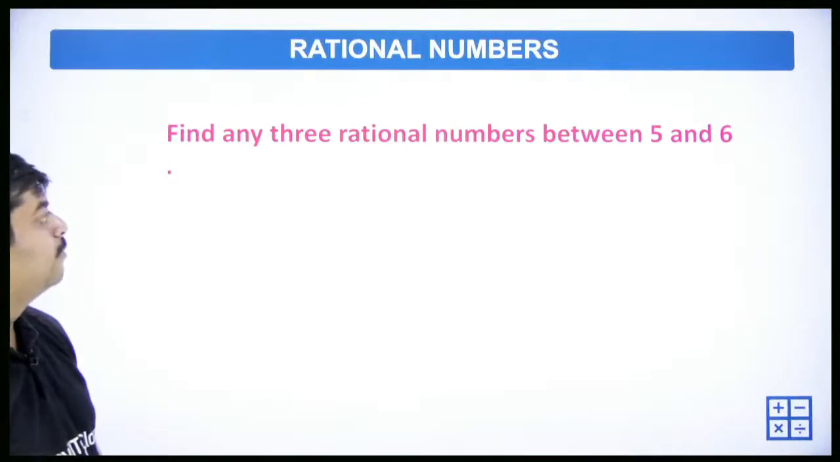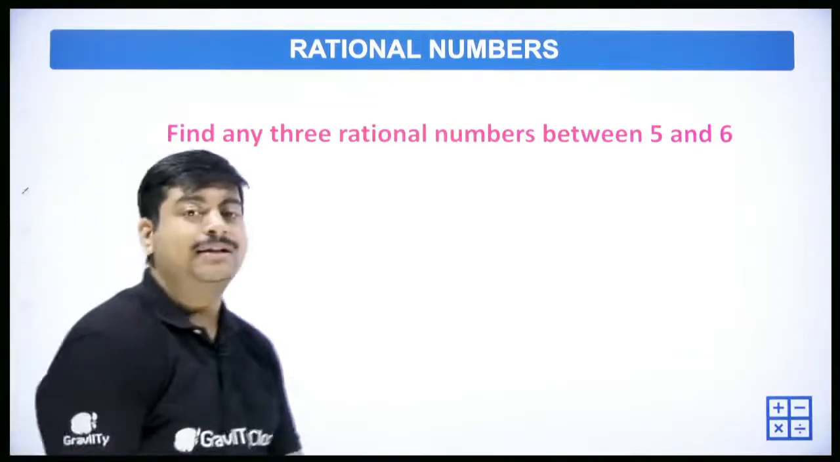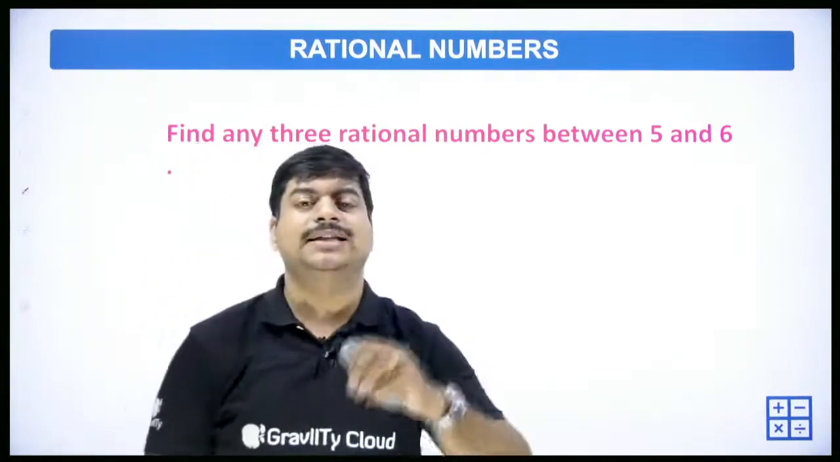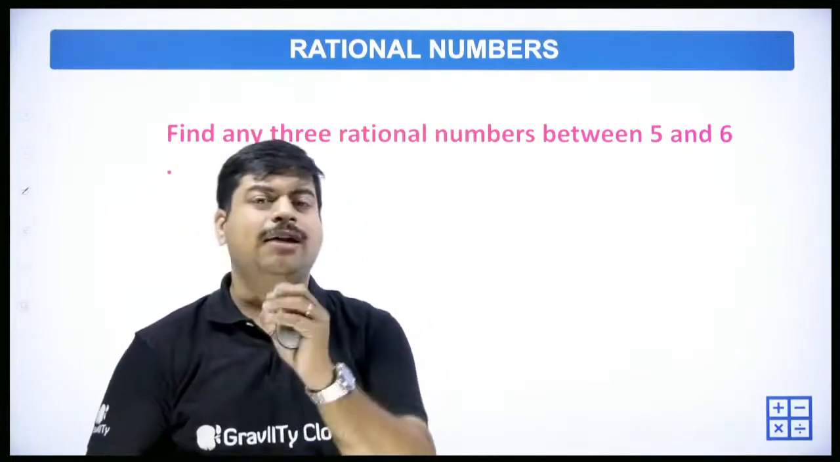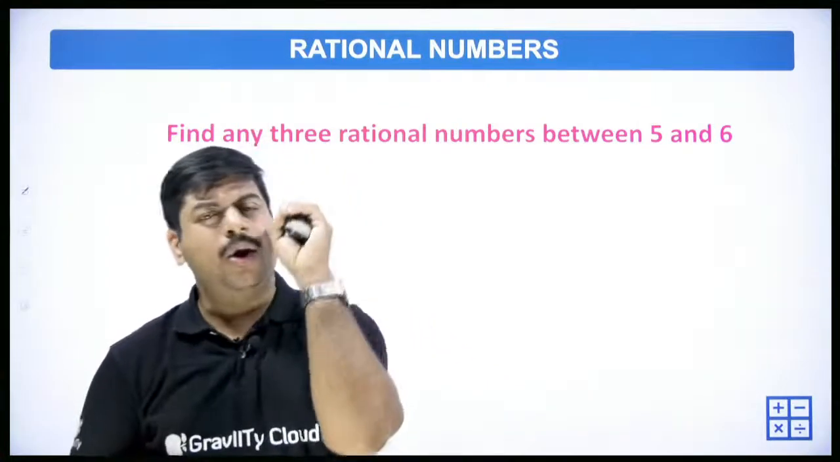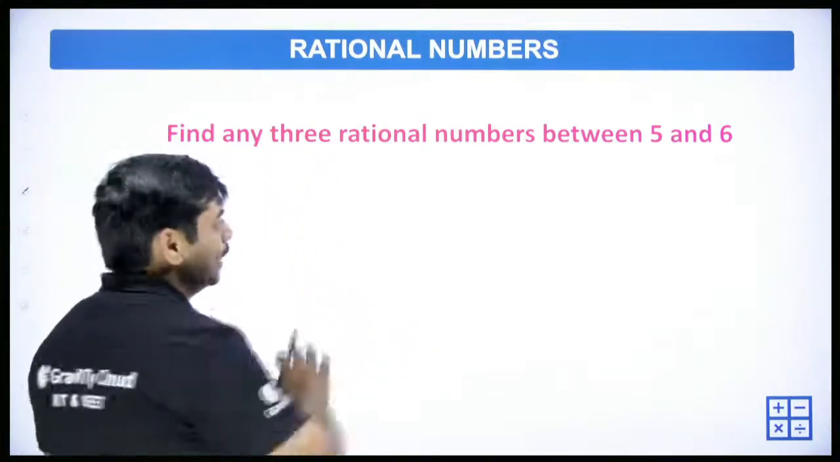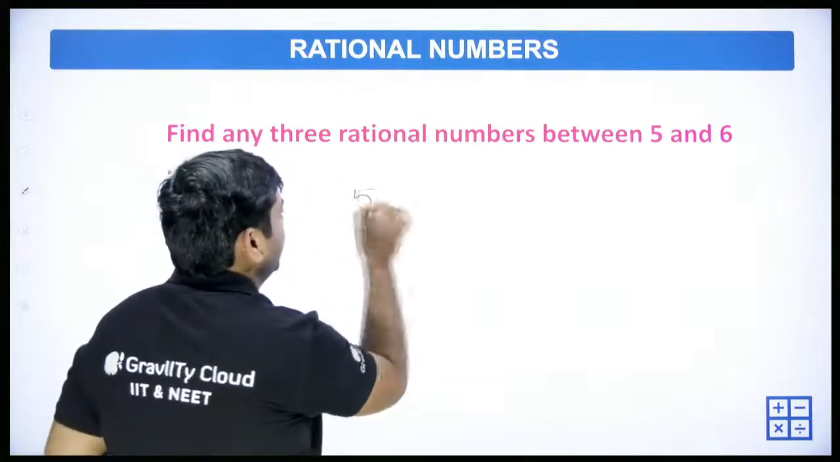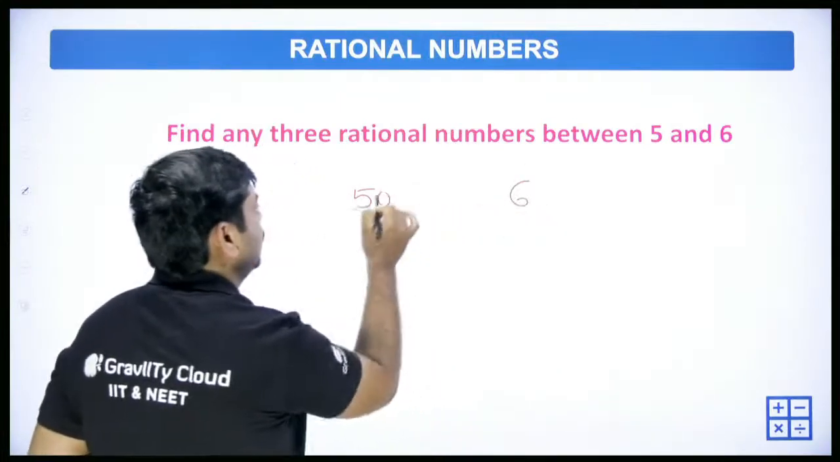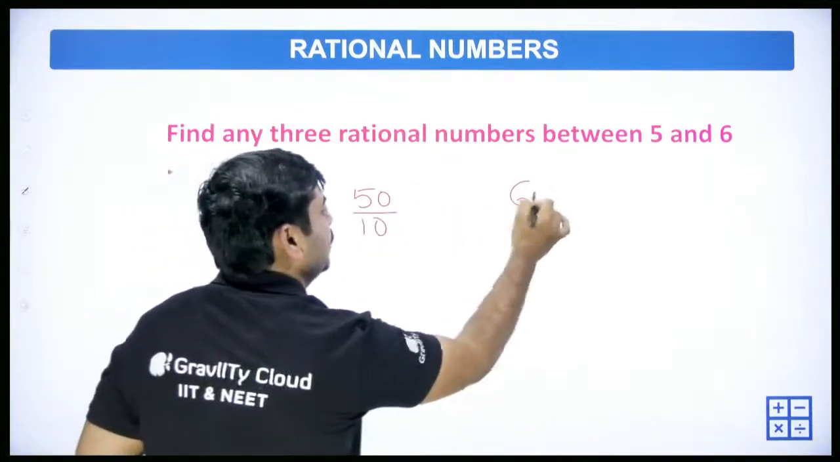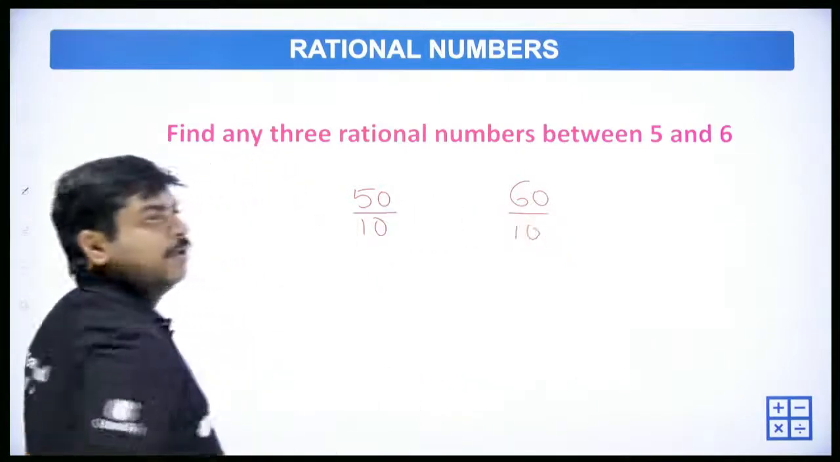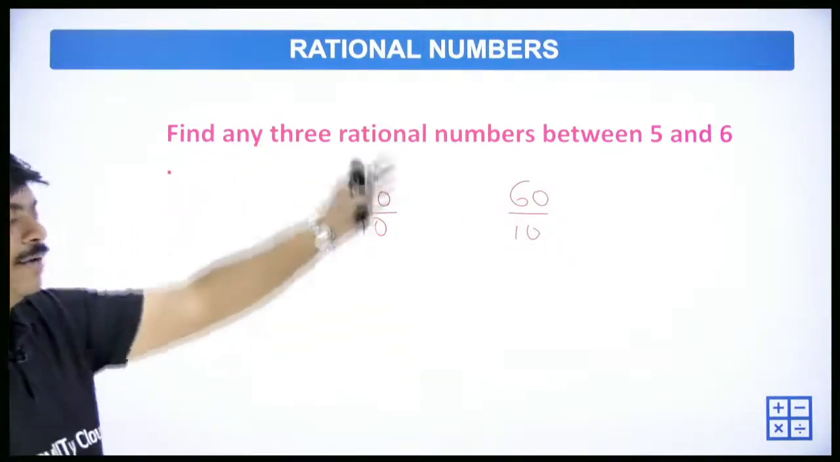Find any 3 rational numbers between 5 and 6. How to get rational numbers between 5 and 6? I know between 5 and 6 there are many numbers, but it's very difficult to write them, so I'll make it simple. Let us write 5 and 6 as 50 by 10 and 60 by 10. Both are the same, correct? 50 by 10 and 60 by 10 are equal to 5 and 6.